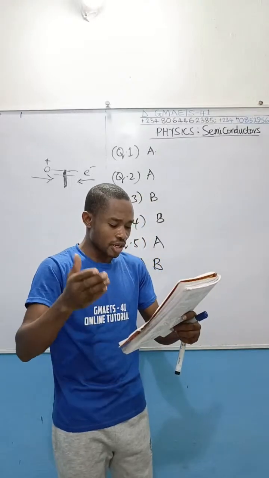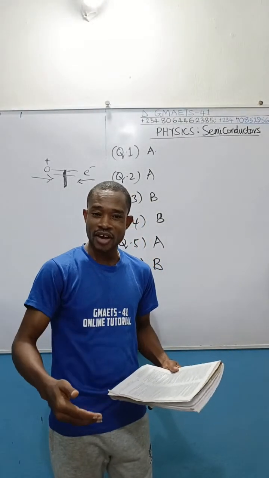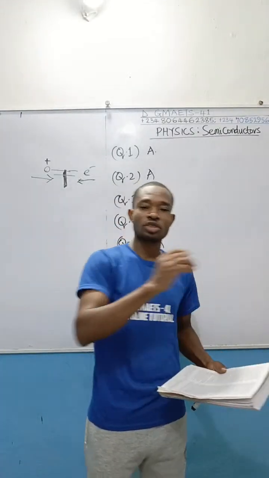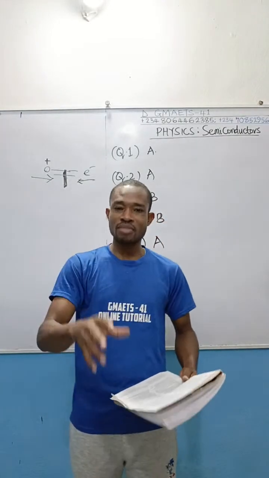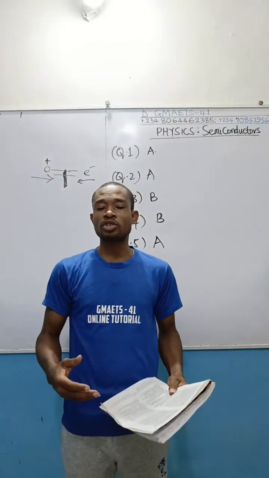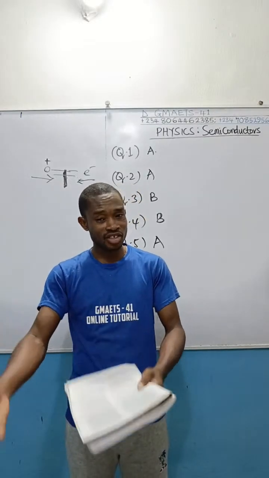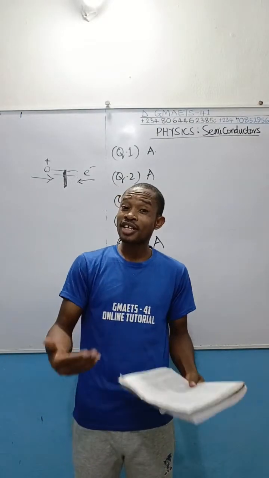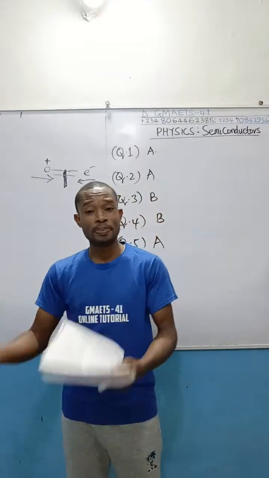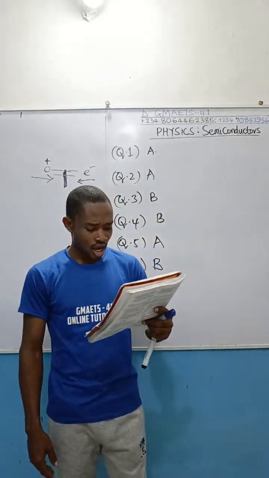Then you dope germanium with arsenic. Arsenic is pentavalent, so it supplies electrons to germanium, making germanium have more free electrons than holes. In that case, the germanium becomes n-type. So the expected answer is silicon will be p and germanium will be what? N-type. Let's look at the options.